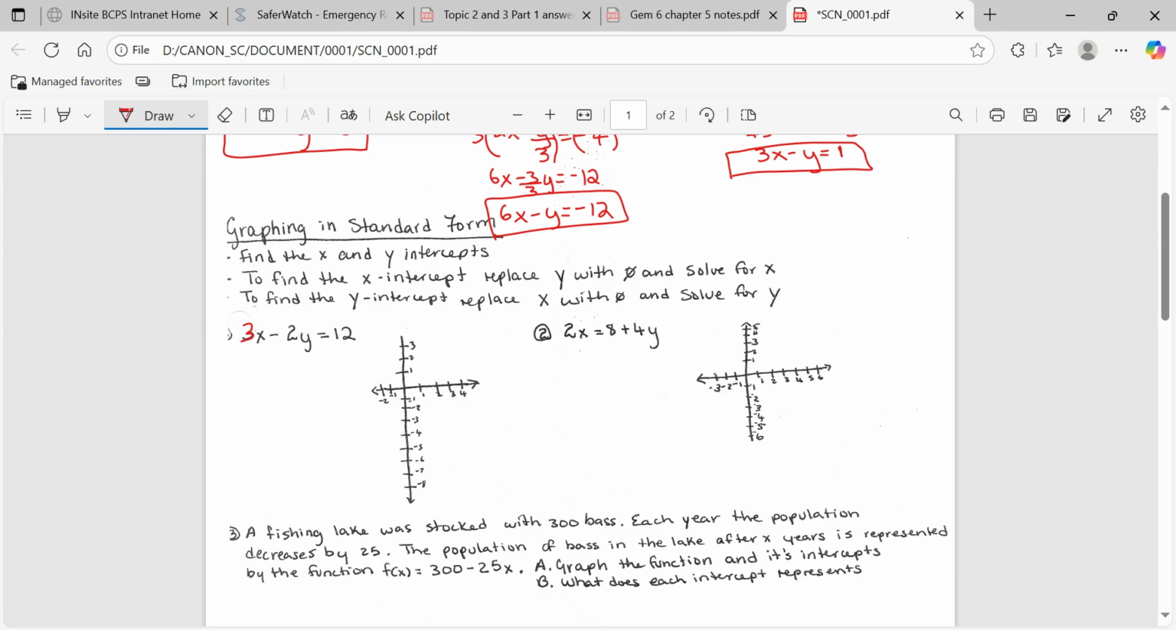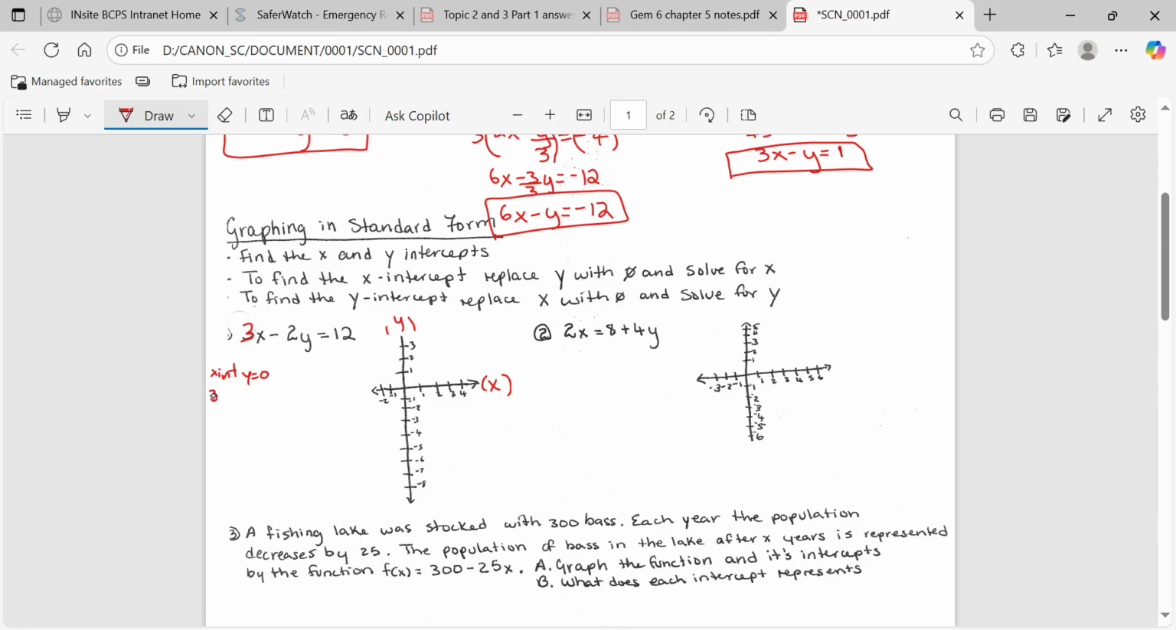To find the x-intercept along the x-axis, I have to think about all my coordinates. This is 4, 0, 3, 0, 2, 0, 1, 0. That means anywhere along the x-axis coordinate-wise is going to be a number and then 0. That's 0 representing the y. On the x-axis, the y value is always 0. So to find the x-intercept, I'm going to replace y with 0 and solve for x. So for the x-intercept, y equals 0.